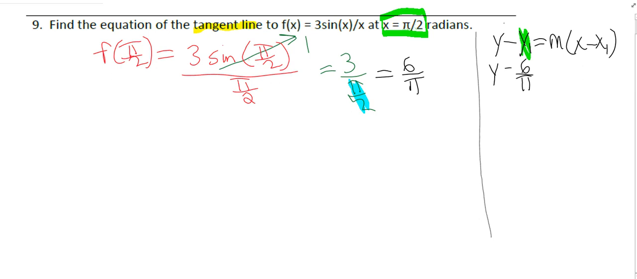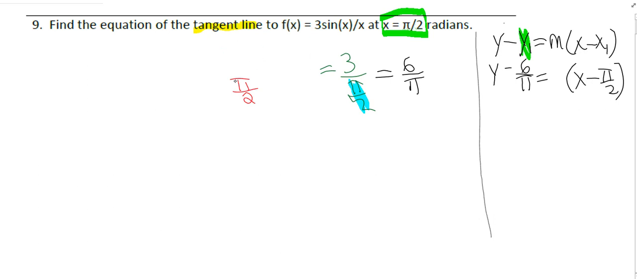Okay. And our slope is just going to be the derivative at pi over 2, so we're going to leave that blank for right now, and we're going to fill in x minus pi over 2. And we'll come back and fill that last part in once we calculate it. So, with that being written, we can go ahead and take the derivative.